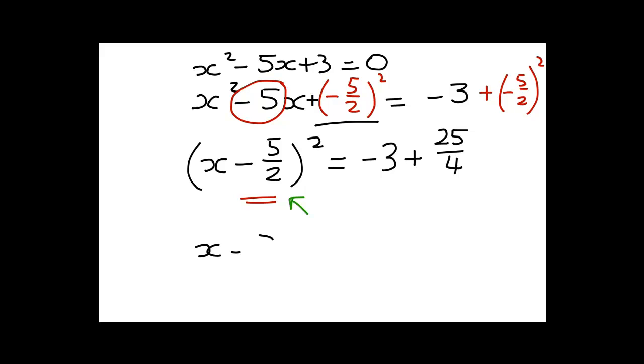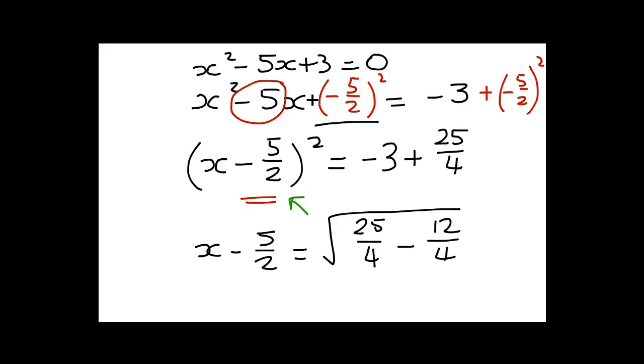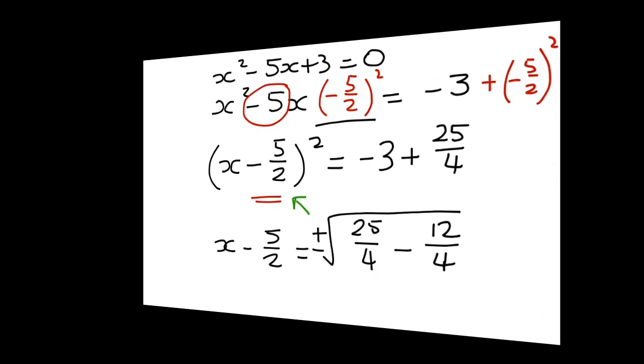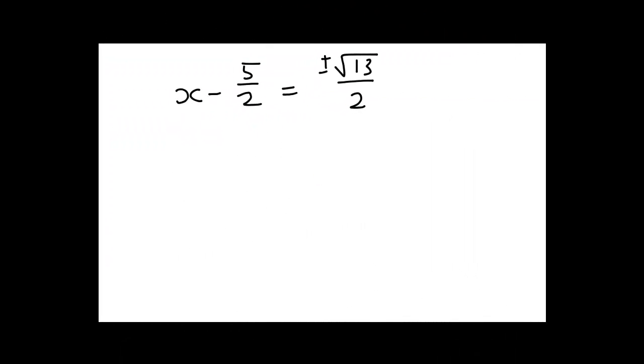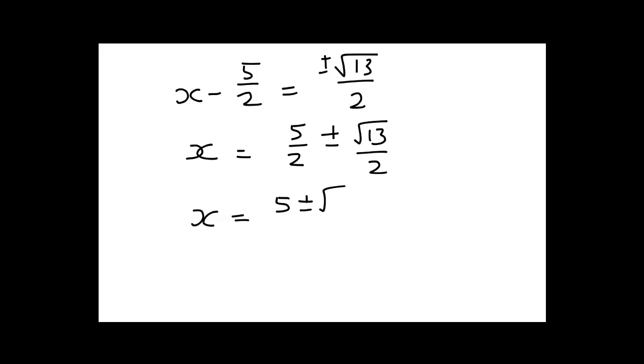x minus 5 on 2 is equal to the square root of the right hand side. Now I'm going to swap these terms around and write them in fractions. x is equal to 5 on 2 plus or minus the square root of 13 on 2. Okay, x is equal to 5 plus or minus the square root of 13, all over 2. And that's our answer.